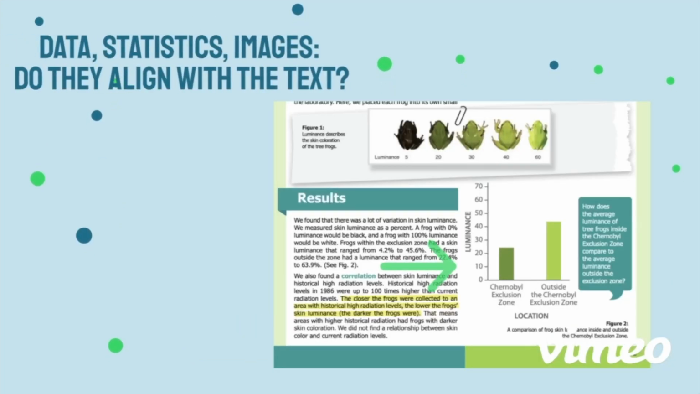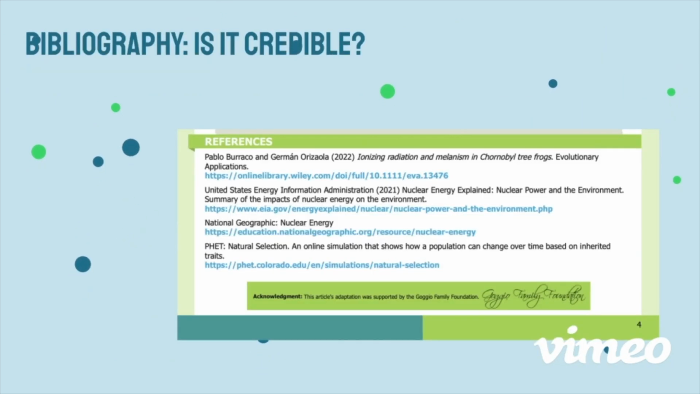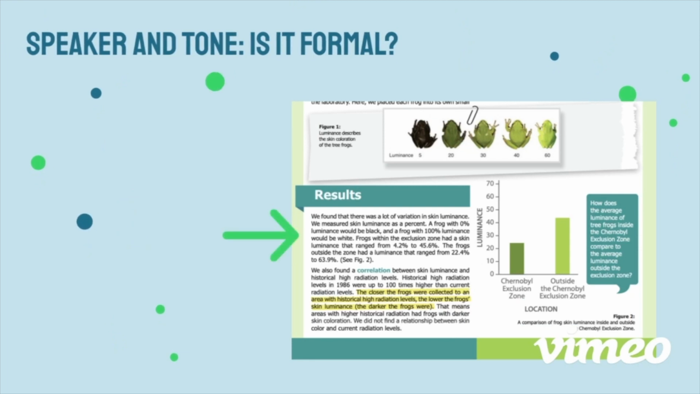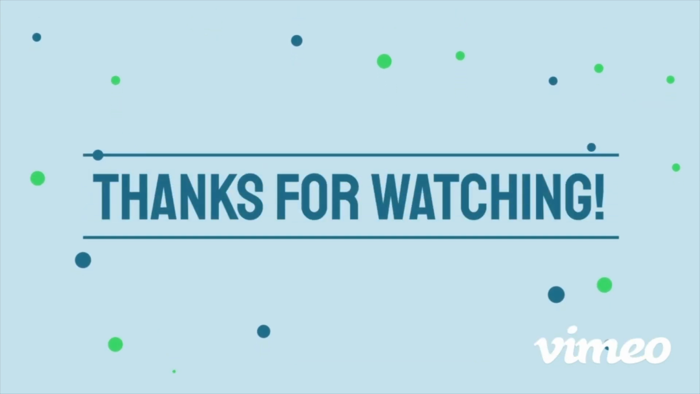The use of data, graphs, statistics, images, like do they correlate with the article's information? Analyzing the bibliography, are the resources credible? And lastly, the speaker and the tone of the article. Is it formal and informative, or does the author have no idea of what they're talking about? And those are the basics of a scientific article.